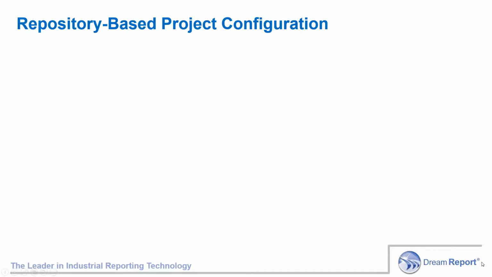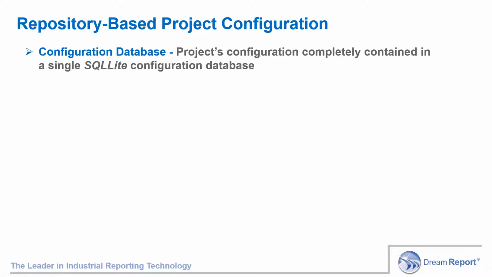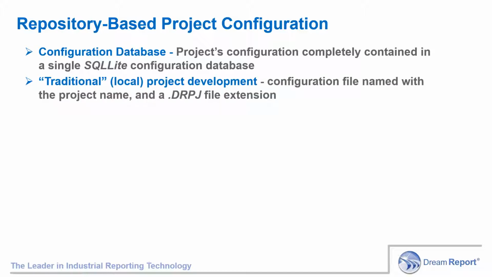Traditional or local project development, but now with the project's configuration completely contained in a single SQLite configuration database, which requires no installation or configuration on the user's part. The project configuration file will be named with the project name and a .drpj file extension.